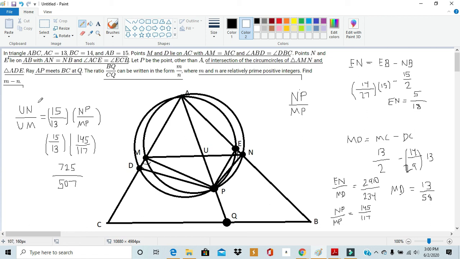And as I've repeated many times before, UN over UM is just merely BQ over CQ. So 725 over 507 is equal to BQ over CQ. So since the problem wants us to find m minus n, we just do 725 minus 507, which will give us an end answer of 218. So thus, that's our answer to this problem. M minus n is 218. And just like that, we solved number 15 from the 2010 AIME II.